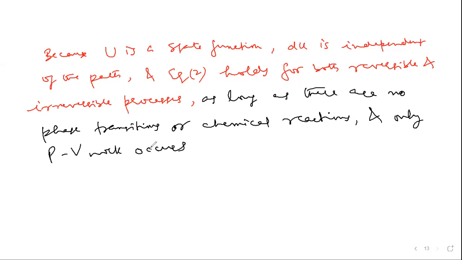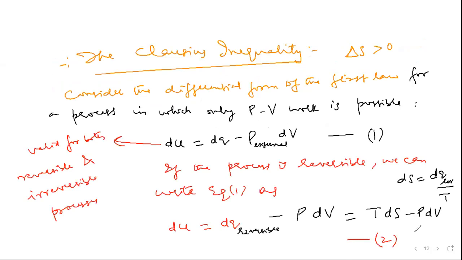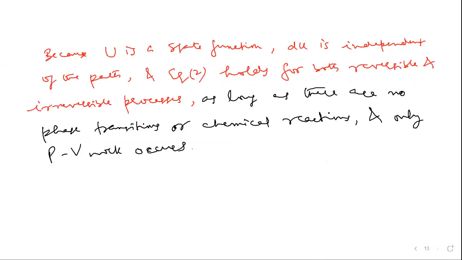These things we have already discussed, that when we write the first law as dq is equal to du plus dw, it is assumed that there are no phase transitions or chemical reactions taking place. Now in this discussion, we are assuming only PV work occurs.